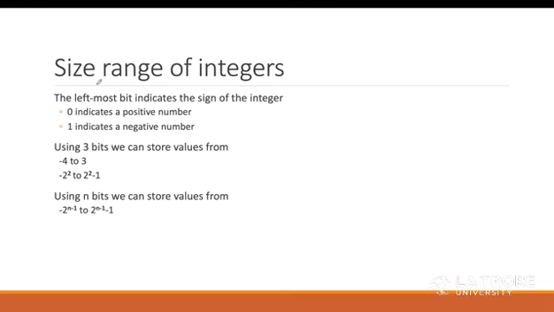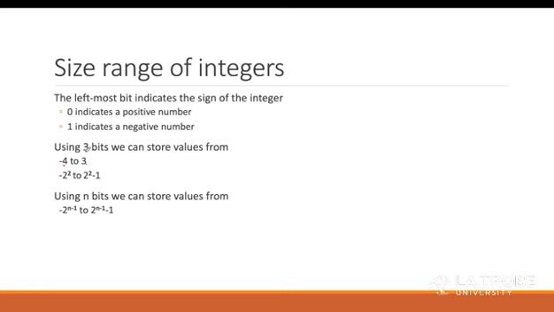So how do we find the size range of integers? The leftmost bit indicates the sign of an integer. If the leftmost bit is 0, then it indicates a positive number. If it's a 1, then it indicates a negative number. So considering an example of 3 bits, we can store values from minus 4 to 3. And if we represent that in a formula, then minus 4 is going to be minus 2 raised to 2, and 3 is going to be 2 raised to 2 minus 1, so that's 4 minus 1, which is 3.